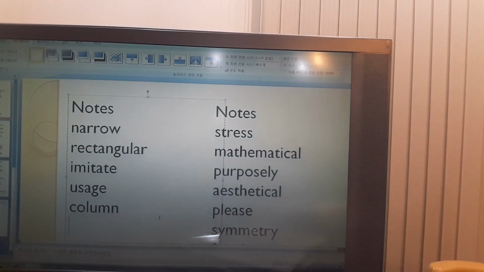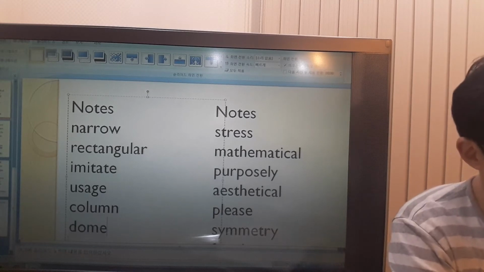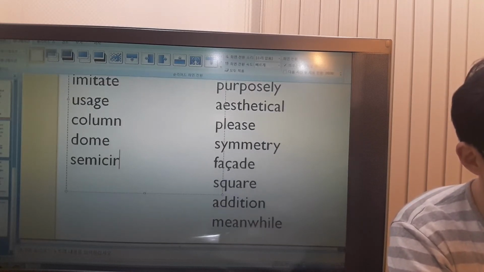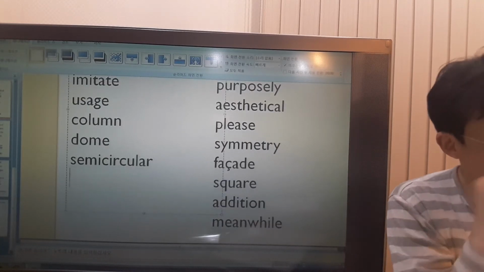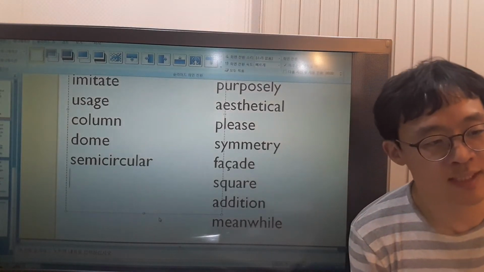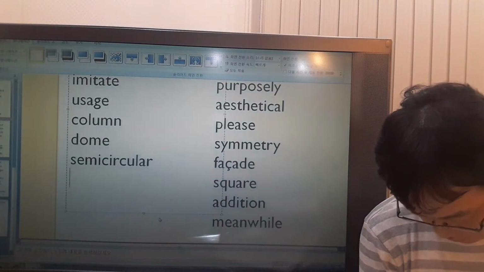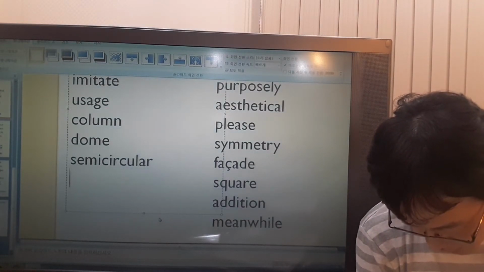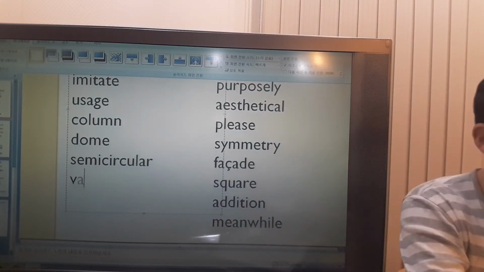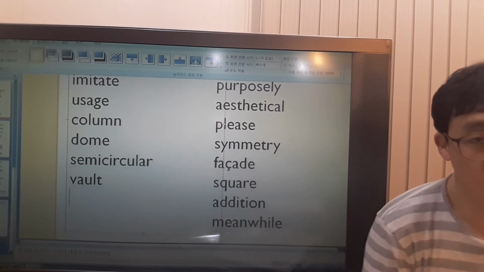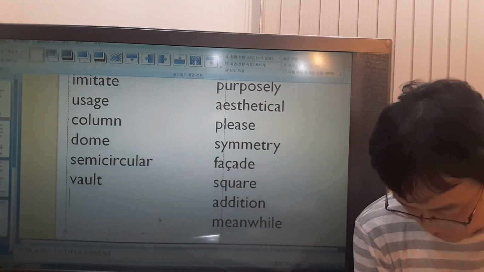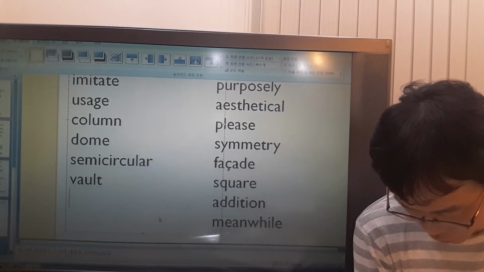Semicircular. Semicircular means half circle. You understand? Semi means partly. Arches and vaults. What's a vault? Vault is an arched ceiling or a roof. Arched ceiling or an arched roof.